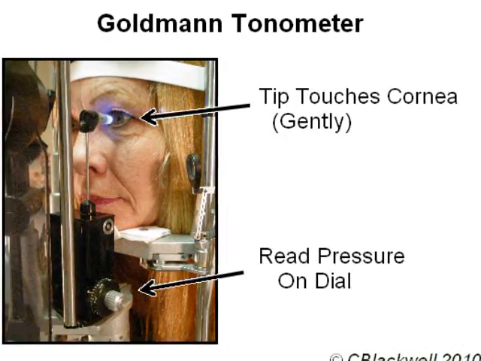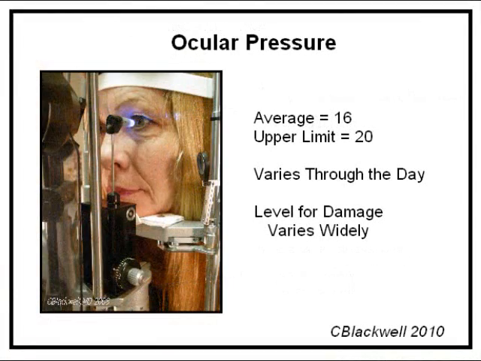If you measure pressure in a lot of people, the average is 16, with a normal range up to about 20. There are 2 important things you need to understand about eye pressure. First is that eye pressure is quite variable. Even within a 24-hour period, it commonly varies 3 to 5 points. So at a single pressure check, you don't know if you are at the high end, low end, or middle of your range.